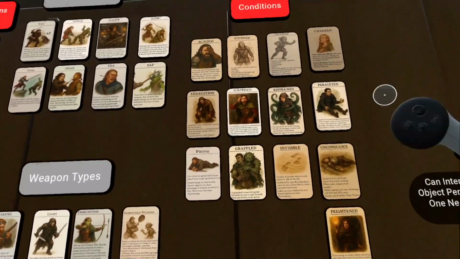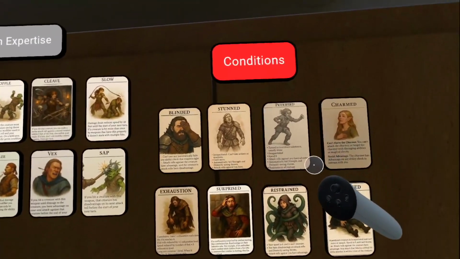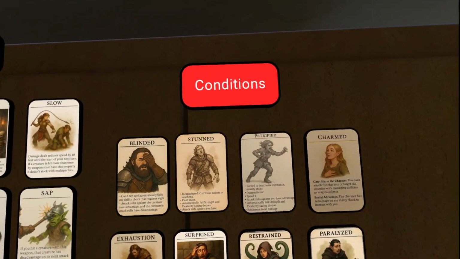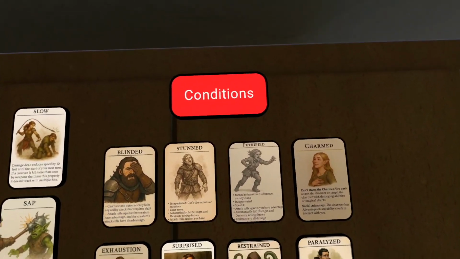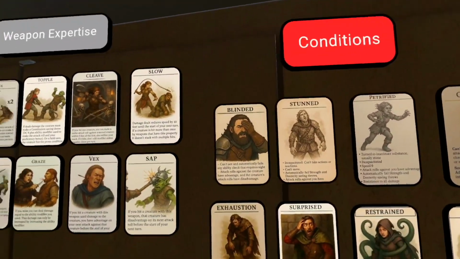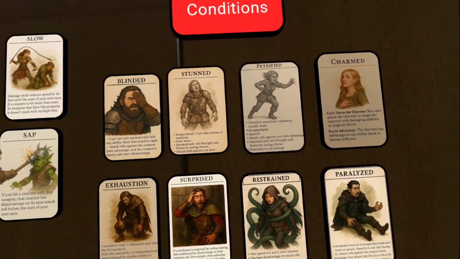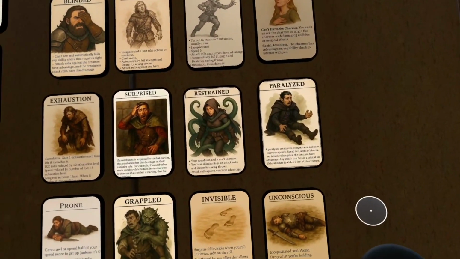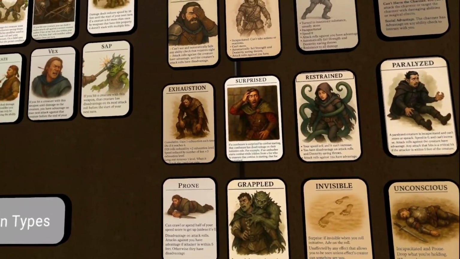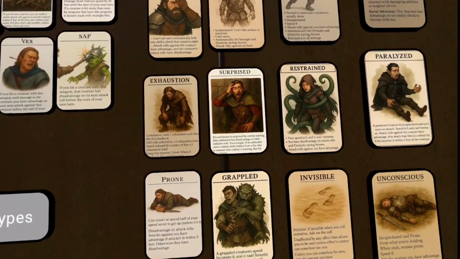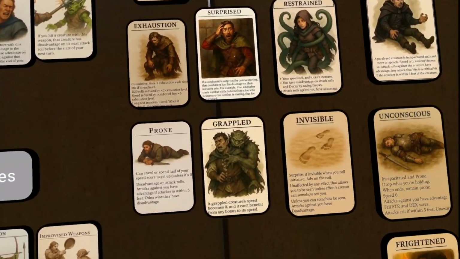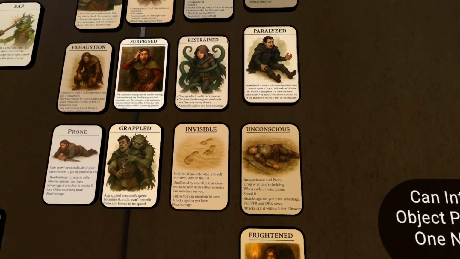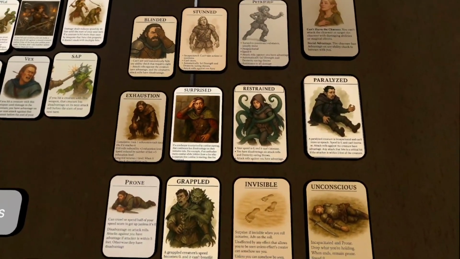Right, conditions. Obviously, players can have different conditions during combat and probably outside combat as well, when they're being hit by traps and things like that. So they could be blinded, stunned, petrified, charmed. You get the idea, guys. Most of you, if you know about D&D, will already have heard of some of these. Grappled, invisible, unconscious, frightened. I mean, these are wicked.